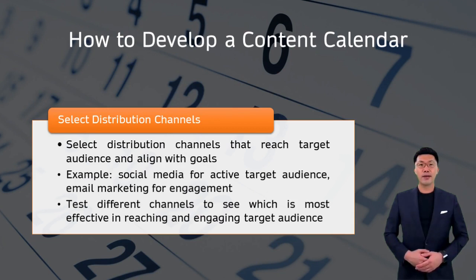Step 3. Select your distribution channels. How will you distribute your content? Social media, email marketing? It's important to choose distribution channels that will reach your target audience and that align with your goals. For example, if your target audience is active on social media, you may choose to distribute your content through social media platforms like Facebook, Instagram, and LinkedIn.